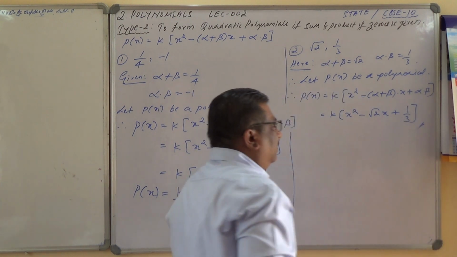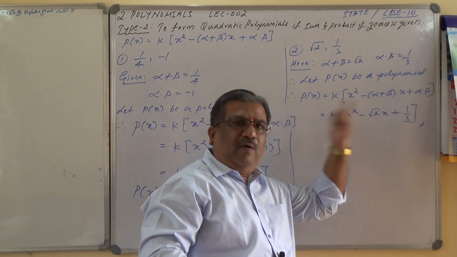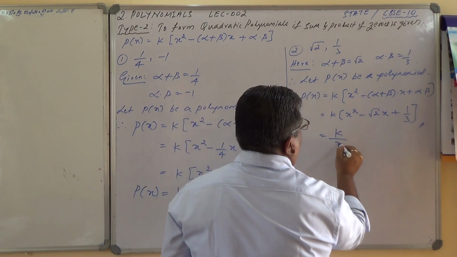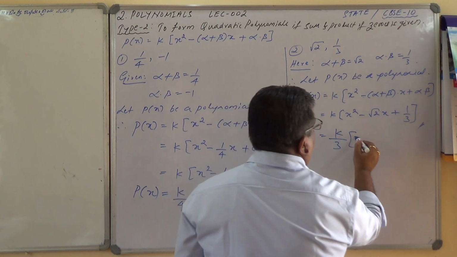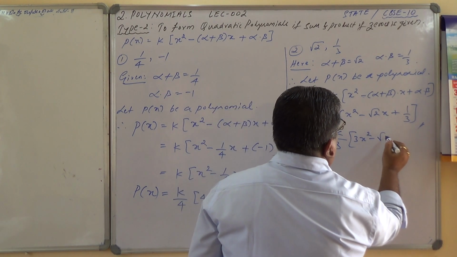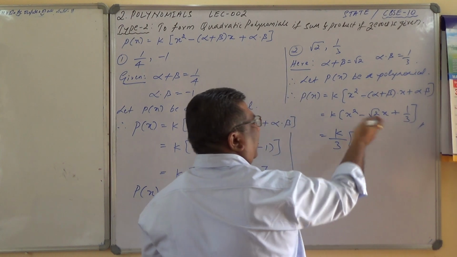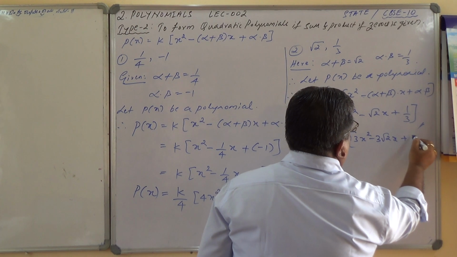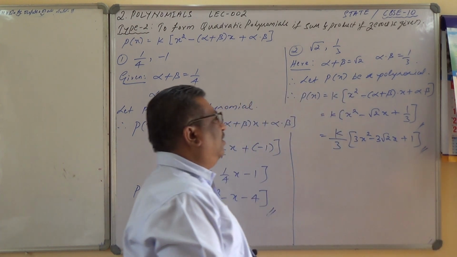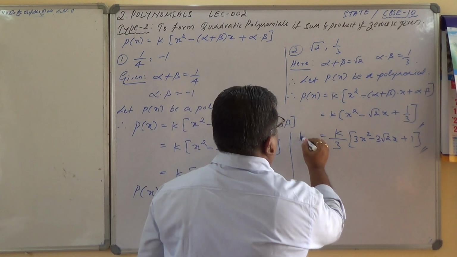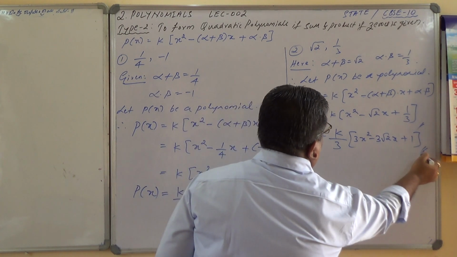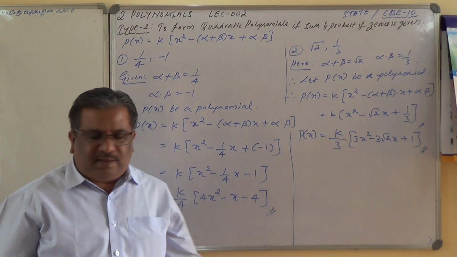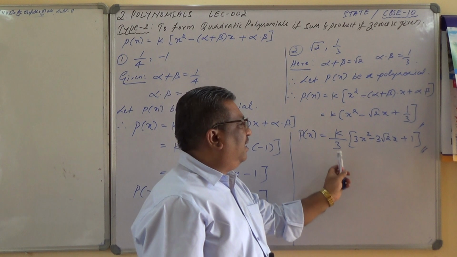You can stop here, but I would like to take the constant out here and try to work out. Take 1 by 3 common, so this is k by 3 here, and here what happens? 3x square minus, if I take 1 by 3 common, multiply it by 3 root 2x plus 1. So this is the quadratic polynomial. Therefore the quadratic polynomial formed here is p of x, this should be the answer. Let me check the answer. It is correct. Either I can stop here or take 1 by 3 as common here.